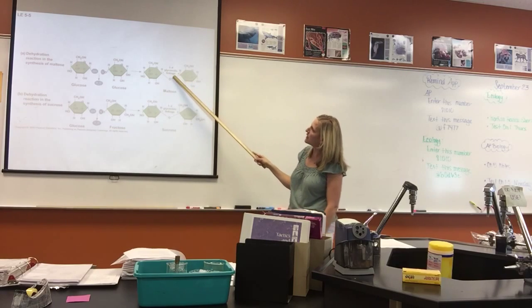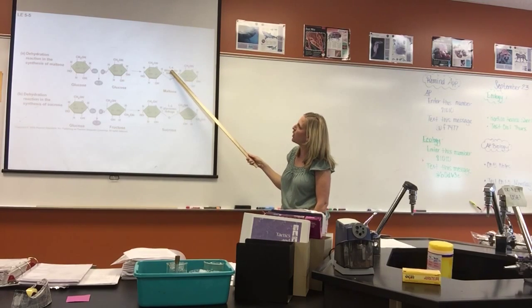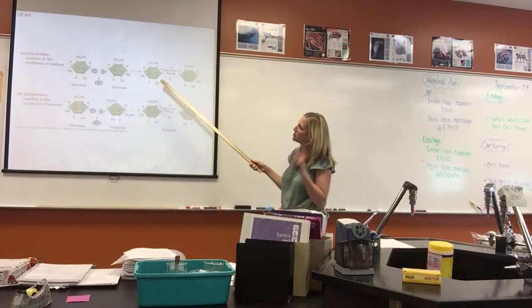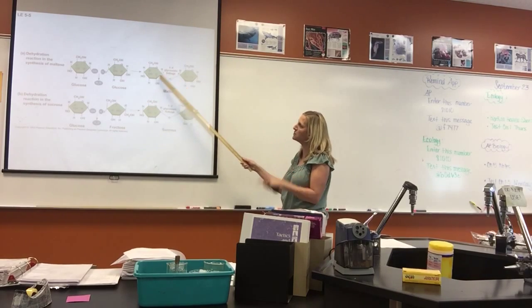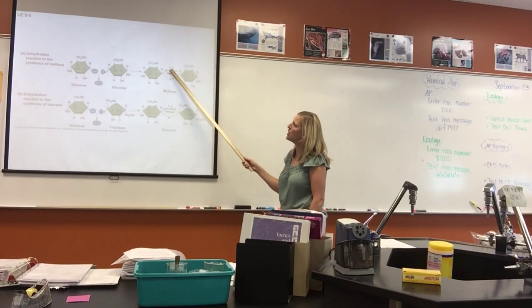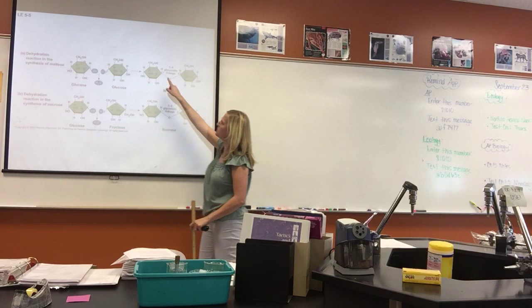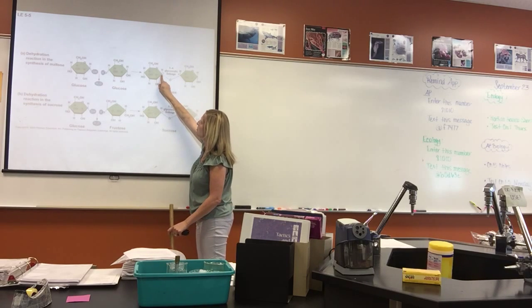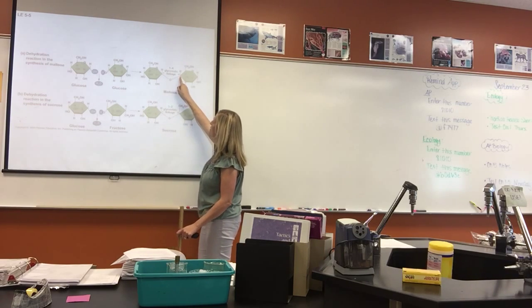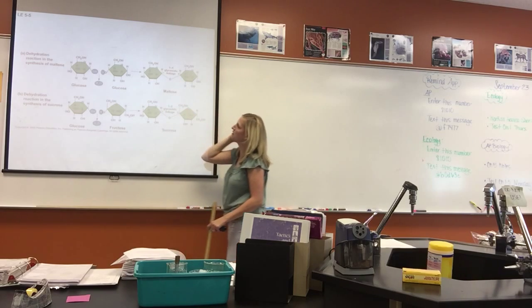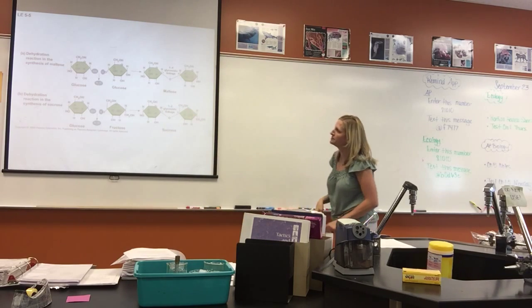Now look at how they named it. It says a 1,4 glycosidic linkage. Glycosidic linkage is just the bond between the two monosaccharides. And the 1 and the 4 comes from it being between the carbon atom number 1 of this molecule and carbon atom number 4 of this molecule. So that's why they call it 1,4, all right?